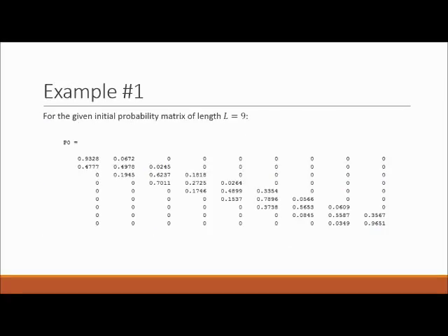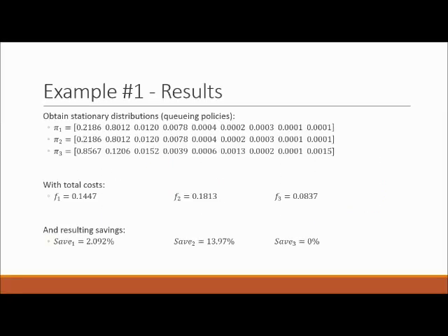Alright, so I'll go through 2 quick examples, just because the code can sometimes be a little finicky of when it actually gives valid results. So for the given initial probability matrix of length L equals 9, as shown below, we obtain the following stationary distributions, which, as I mentioned a while back, are our queuing policies, with the following total costs. And we notice here that this is one of the cases where the first and second cost functions result in savings, while the third does not.